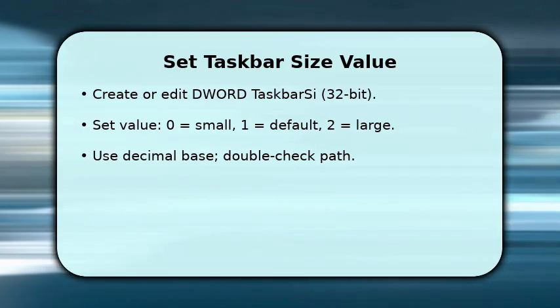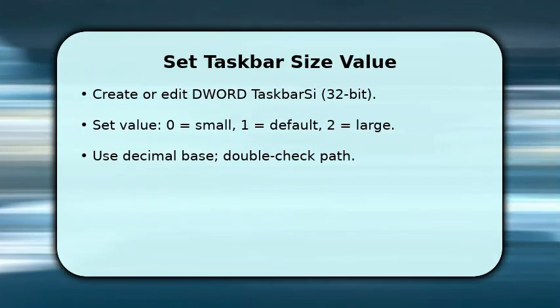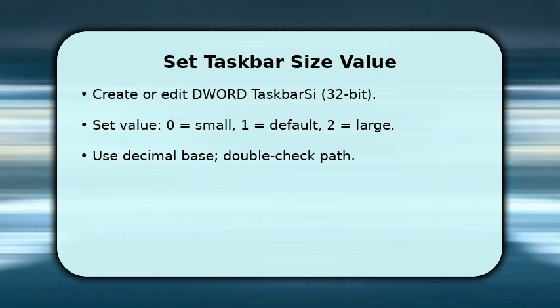Changing it updates the size parameter. If the DWORD doesn't exist, create it as a 32-bit value. Make sure the path and spelling match exactly to avoid no effect.